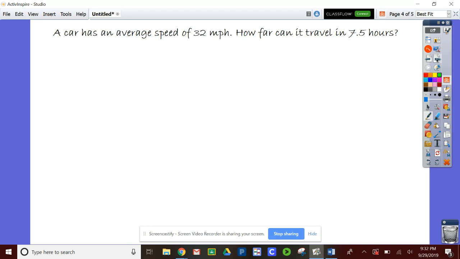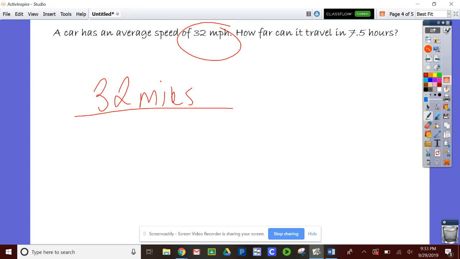A car has an average speed of 32 miles per hour. How far can it travel in 7.5 hours? So again, pretty much the same exact question as the one before this. We're going to take 32 miles per hour, set it up as a fraction. So I got 32 miles per 1 hour.